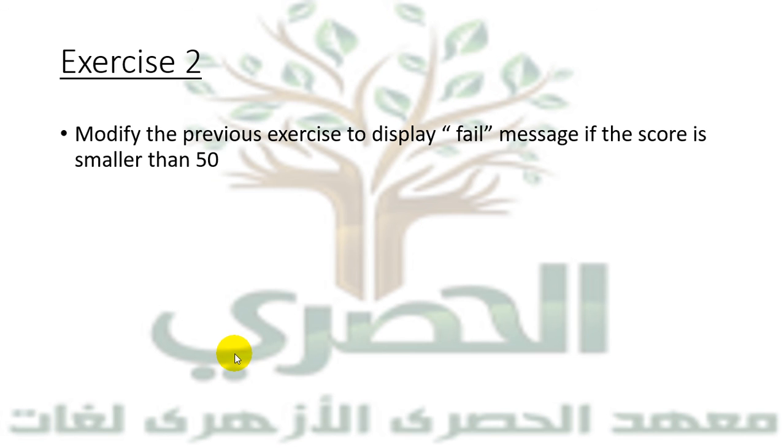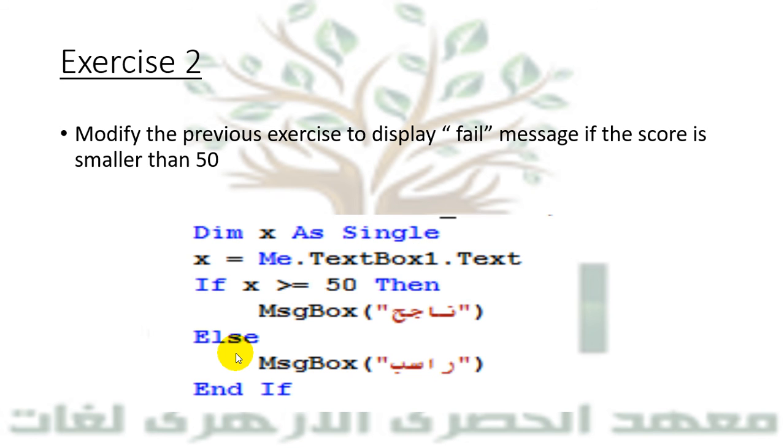Exercise 2: modify the previous exercise to display a fail message if the score is smaller than 50.